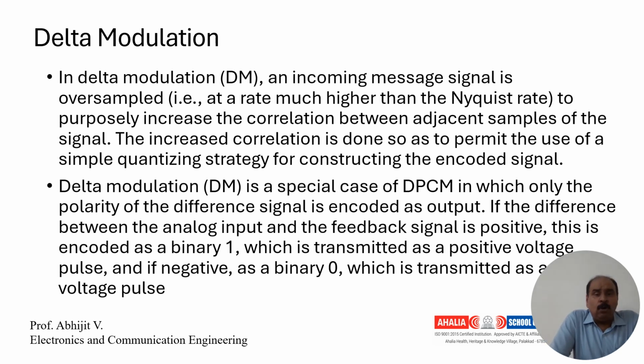So what is delta modulation? In delta modulation, only the difference in polarity is being encoded as the output. That means we have a highly oversampled signal, and within the adjacent pulses only the difference in polarity is being encoded and transmitted.